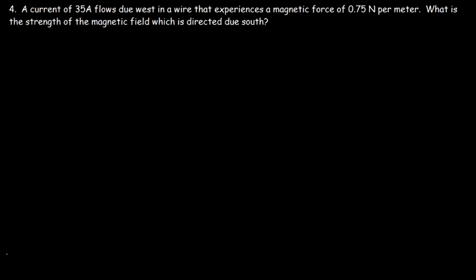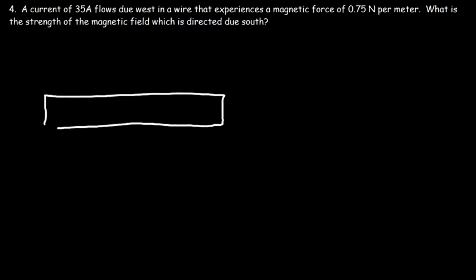Number 4, a current of 35 amps flows due west in a wire that experiences a magnetic force of 0.75 newtons per meter. What is the strength of the magnetic field which is directed due south? So here's the wire, and the current is directed west, and the magnetic field is directed south. Our goal is to find the strength of the magnetic field. We need to solve for B.